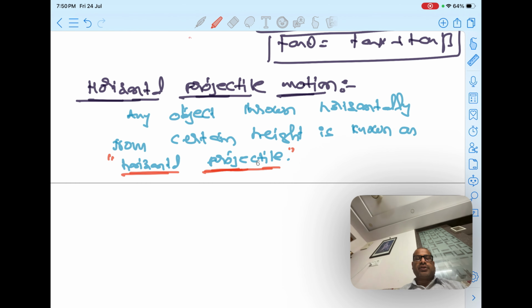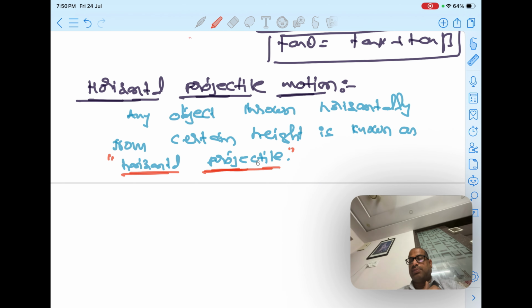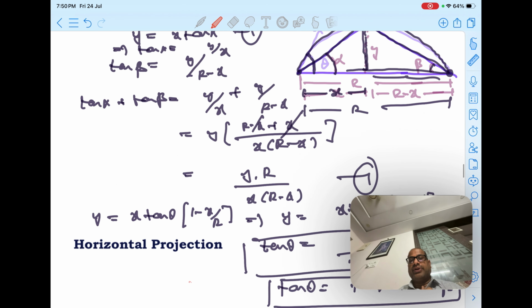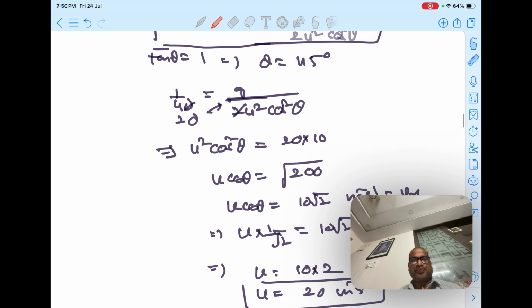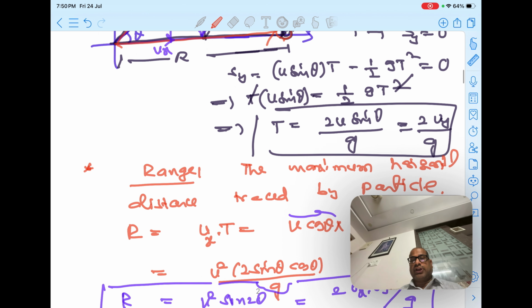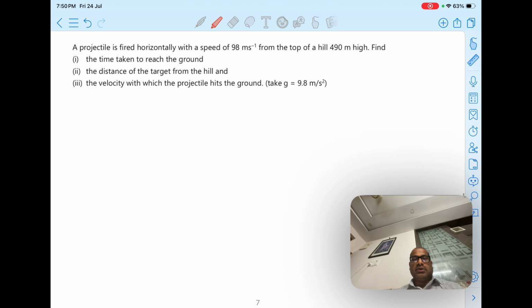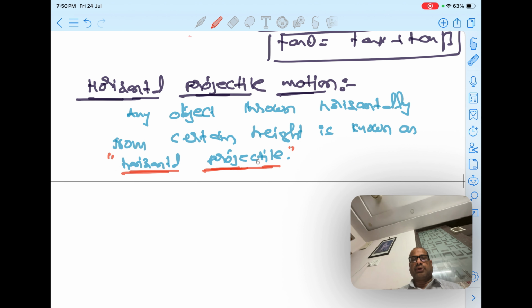Today we are going to talk about horizontal projectile motion. In the last class we have seen oblique projectile, and numericals and all those things. So you can go through my part one and part two of the projectile motion. Now today we will be talking about what we can call horizontal projectile.